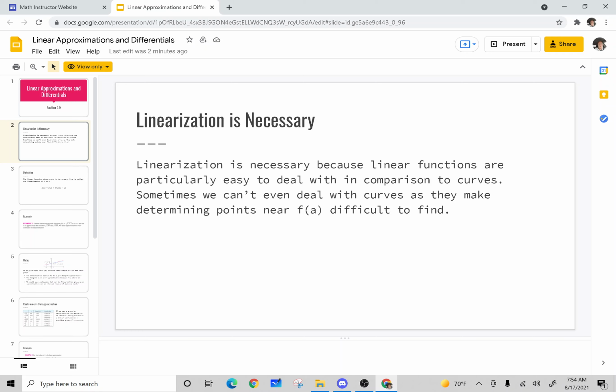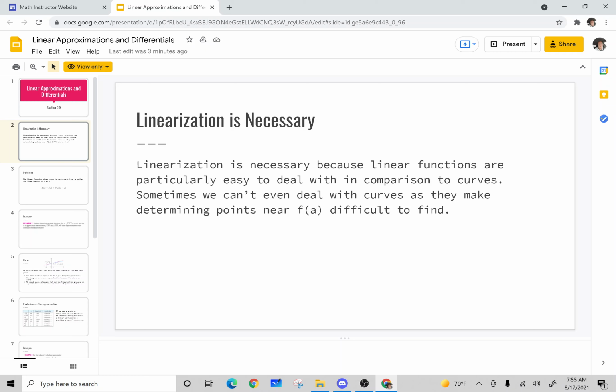Well, this gives us a way to approximate, and it gives you an interval that will contain the value of that approximation. So you should have the square root of 11 contained inside some interval that's relatively close to that value. And that's what this is important for. Linearization is necessary because linear functions are particularly easy to deal with in comparison to curves.